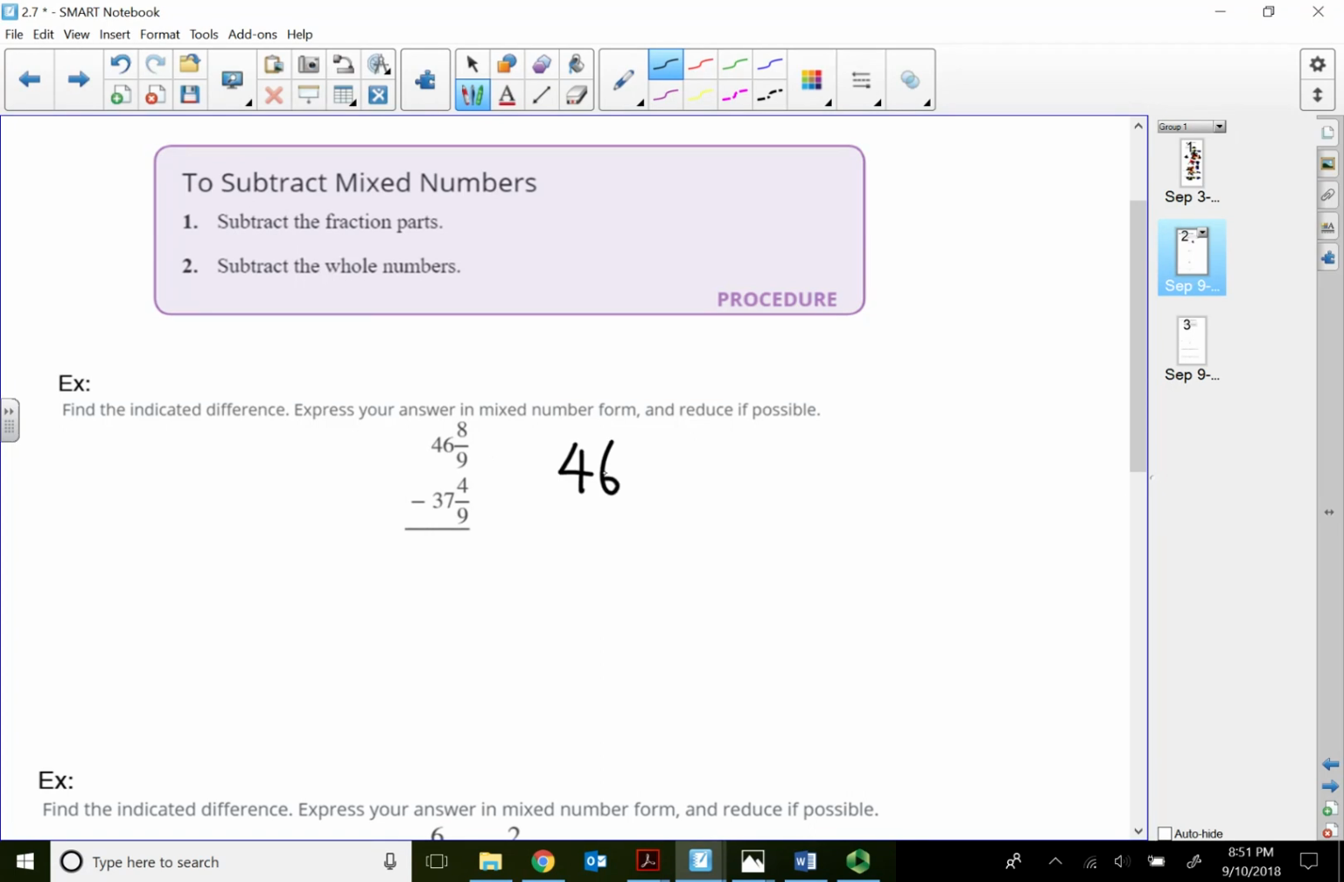So 46 and 8 over 9 need to subtract 37 and 4 over 9. So basically, we subtract the fraction part, then we subtract the whole number part. If the fraction is not enough to subtract, then we have to borrow. But not in this case, though. This numerator 8 is enough to subtract the other numerator 4. So 8 over 9 subtract 4 over 9 should give me 4 over 9 as a fraction part of the answer. 46 minus 37 should be about 9. So my final answer is 9 and 4 over 9.